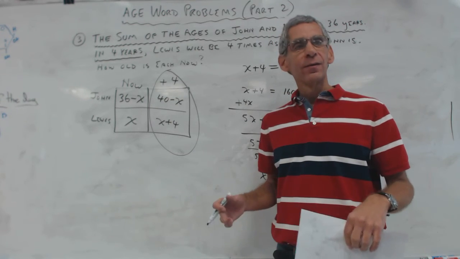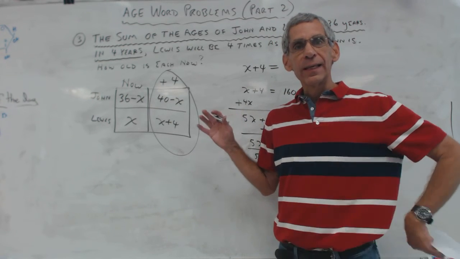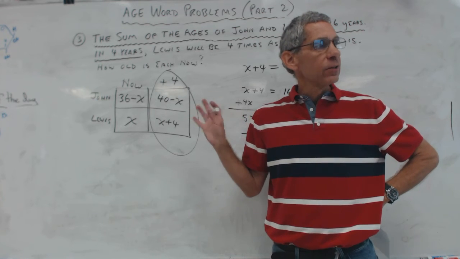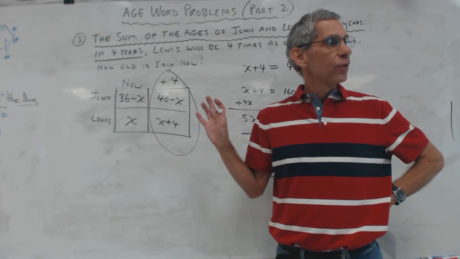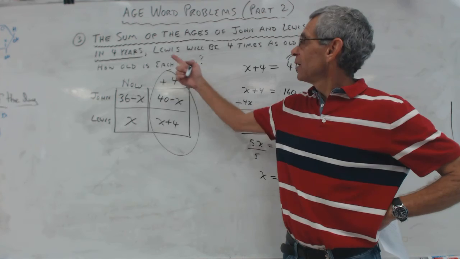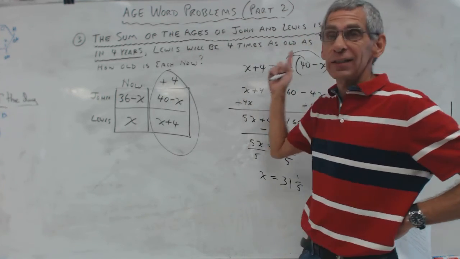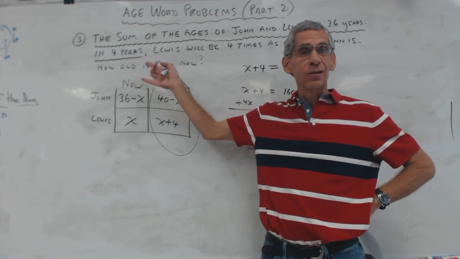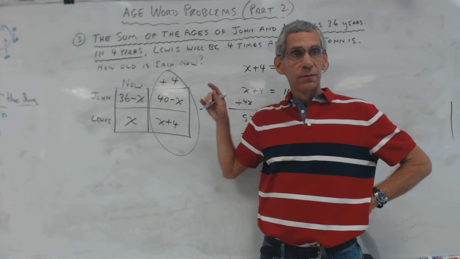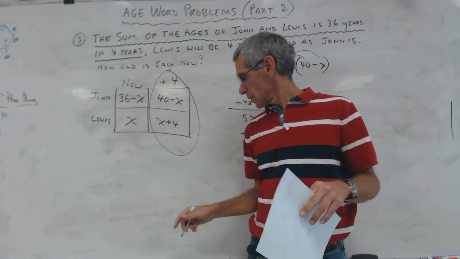Now, the key though, the only part that's hard on these is that first sentence. The sum of the ages of John and Lewis is 36, and it's really easy. It's just x and 36 minus x.